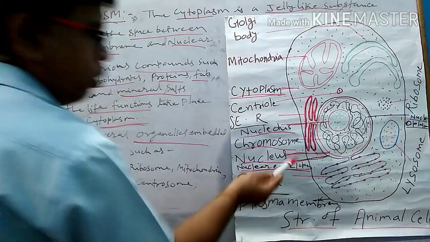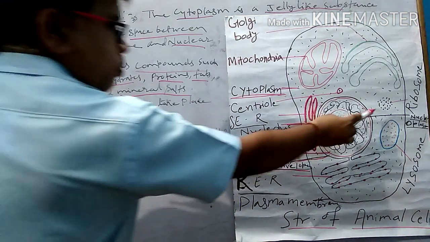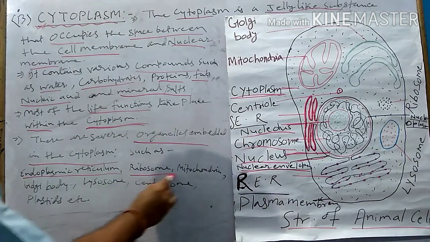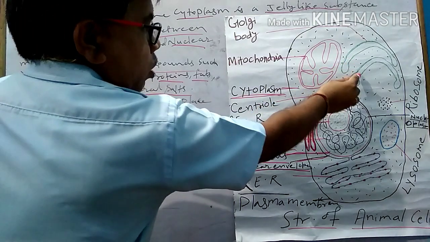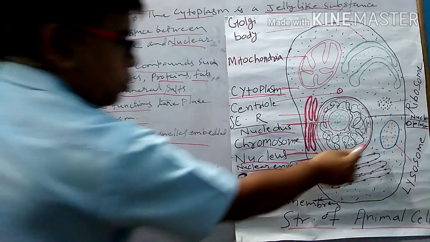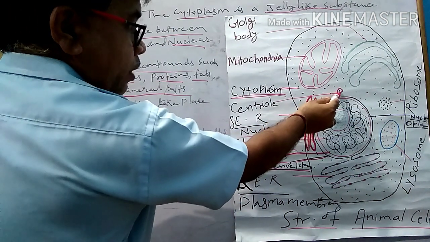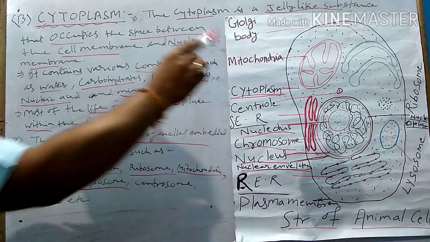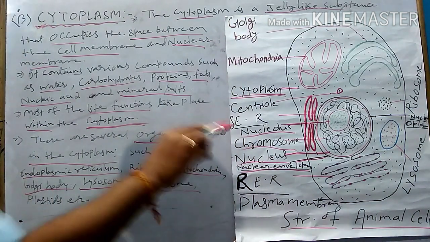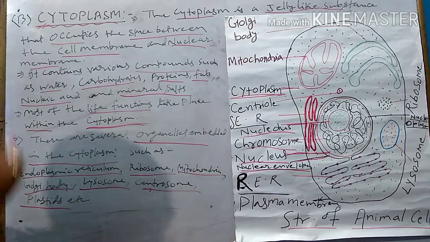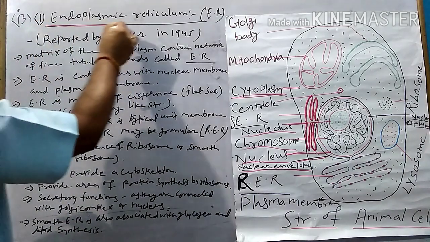This is the endoplasmic reticulum. Ribosome. This is the ribosome. Mitochondria. Golgi body. This is the Golgi body. Lysosome. This is the lysosome. Centrosome or centriole: in an animal cell, centrosome or centriole is present. But in the plant cell, plastids are present.